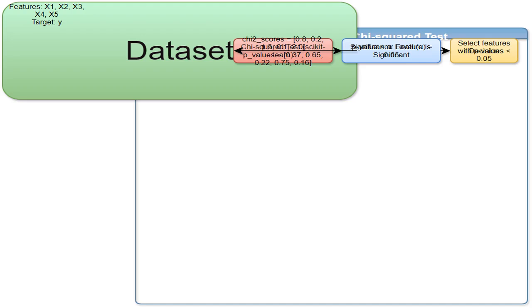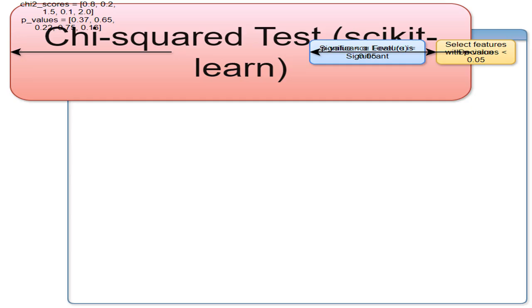I have a dataset with 5 features x1, x2, x3, x4, x5 and a categorical target variable y that I want to analyze. I am using the chi2 test from Sklearn to figure out which features are most important for predicting the target variable. I got chi2 scores and p-values as results.